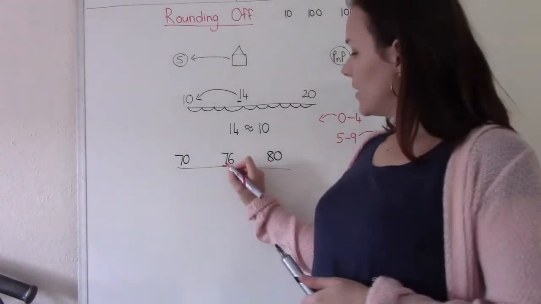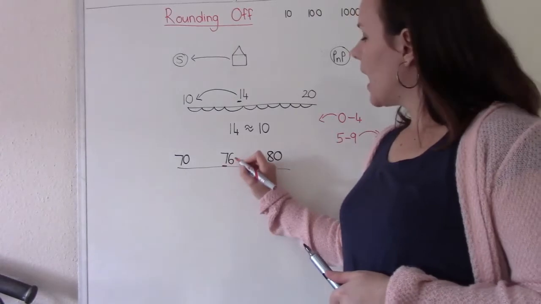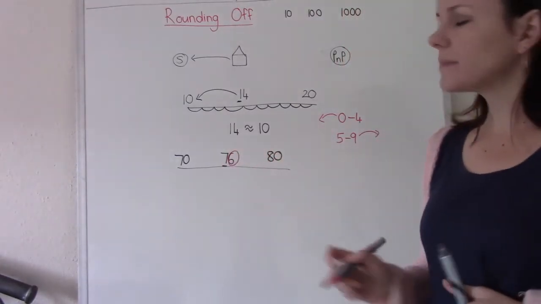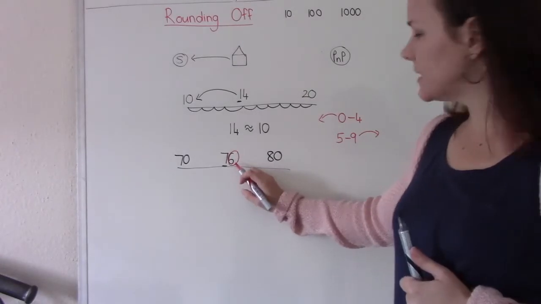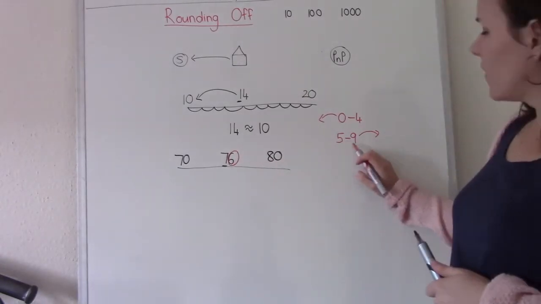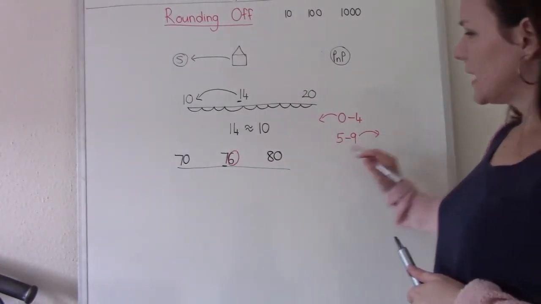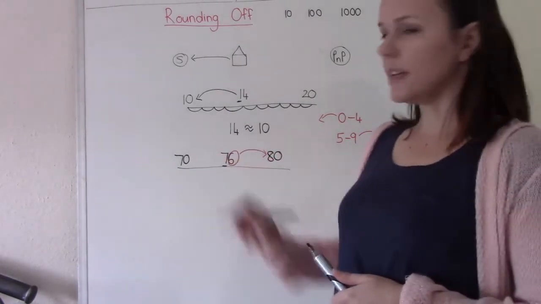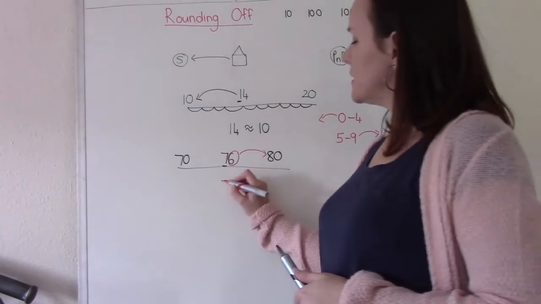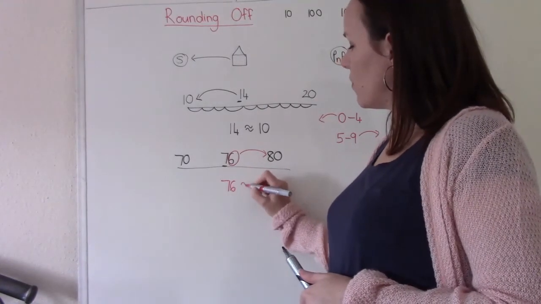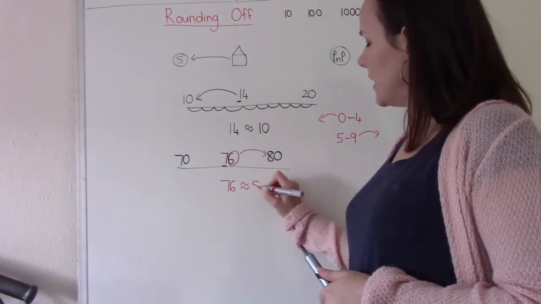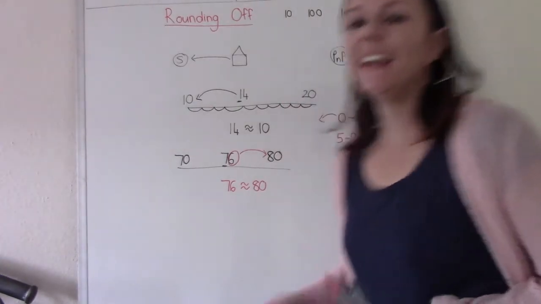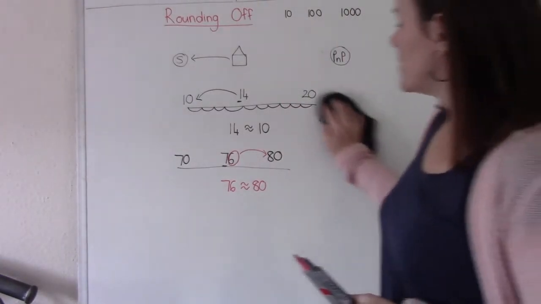So if I'm rounding off to the nearest 10, I need to look at my units, the one on the right. This is the number 6. Which is between 5 and 9, so I'm taking it up, which means it's closer to 80 than it is to 70. 76 rounded off to the nearest 10 is 80. Did you get that? Let's round off to the nearest 100.